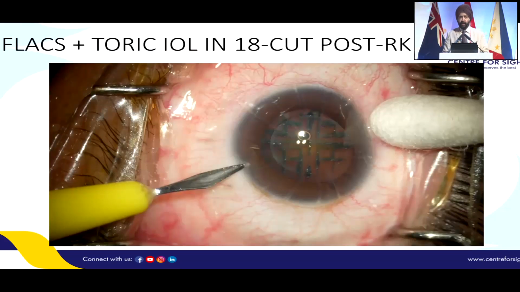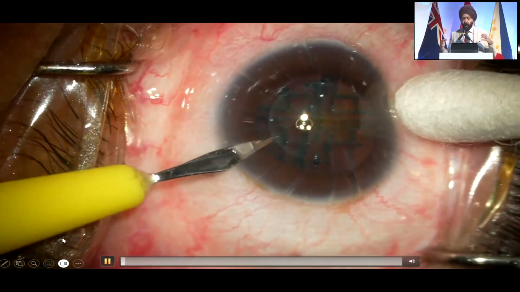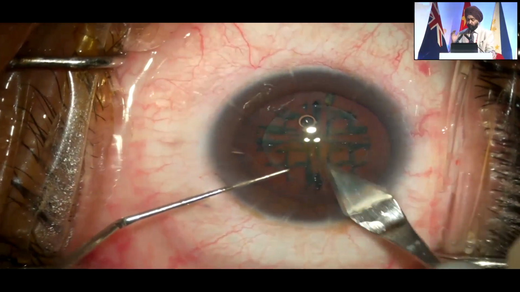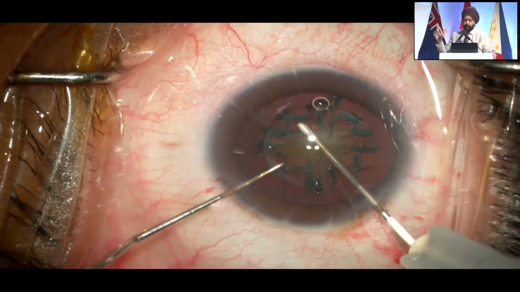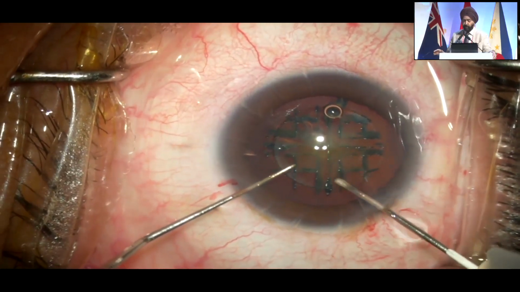People said, if you have a post-RK patient, you can't do a femto. All you have to do is try to make the energy higher. So what we do is make a higher energy, and you can see that it's a fantastic capsular access that is there. Rest of the procedure is about the same.